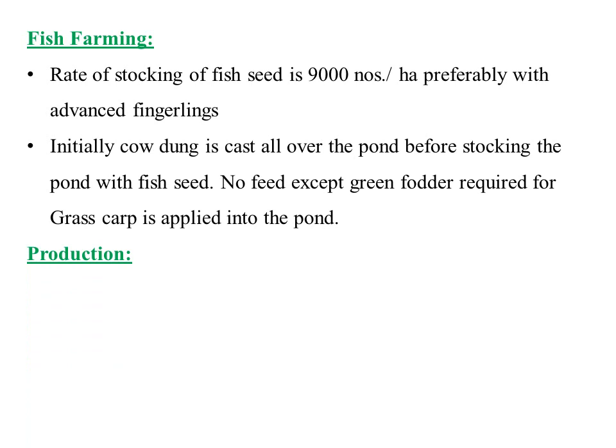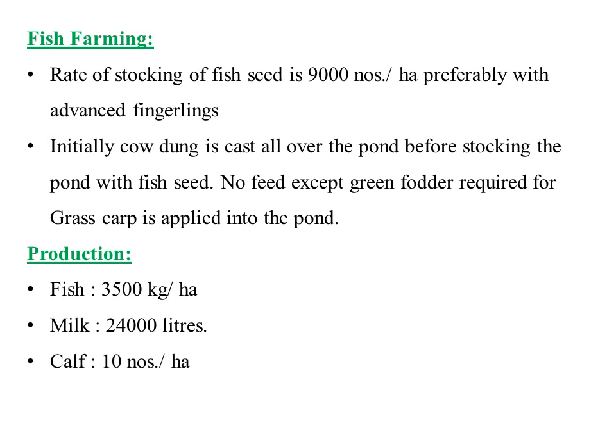So in this type of cattle cum fish integrated farming system, the production is fishes of 3,500 kg per hectare, and we can also obtain milk of 24,000 liters per year, and even calves of 10 numbers per hectare can be obtained by this type of integrated farming system.